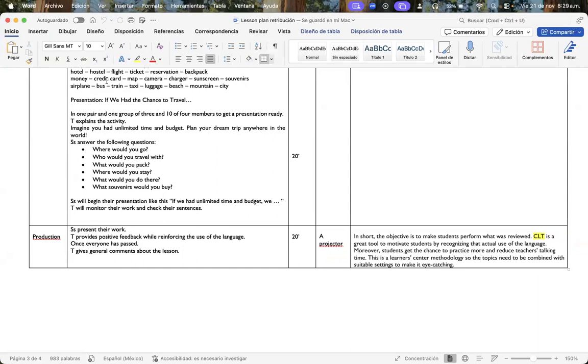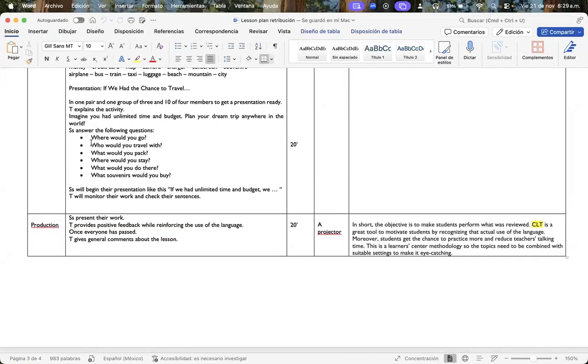Imagine that you have a chance to travel, you have unlimited time and budget once again, and you're going to plan your dream trip. For this, you have the following questions. Where would you like to go? Who would you like to travel with? What would you pack? Where would you stay? What would you do there? And what souvenirs would you buy? You give them the time.